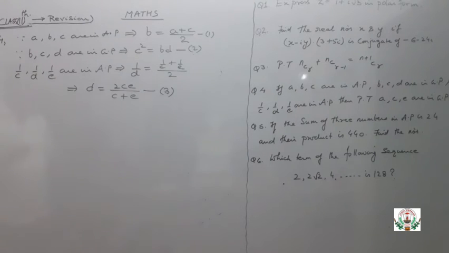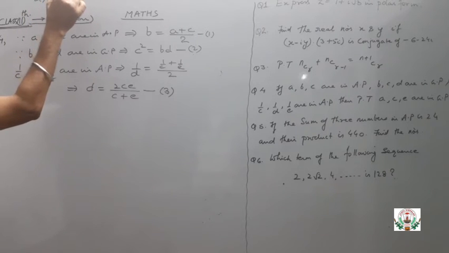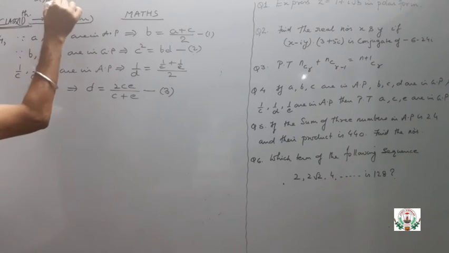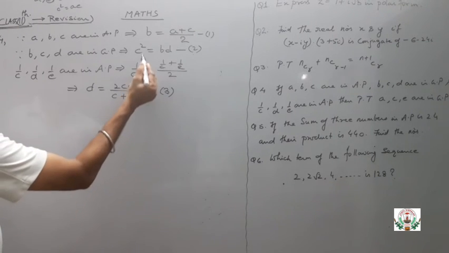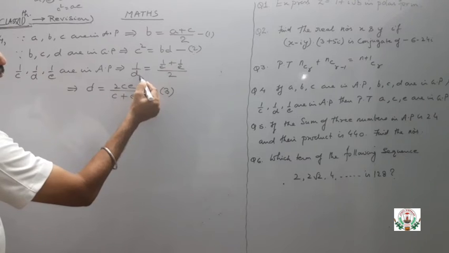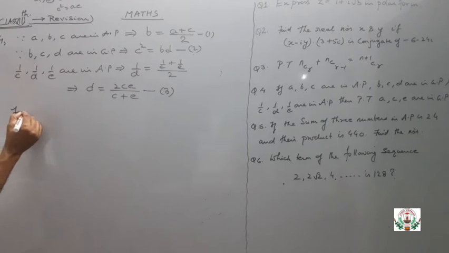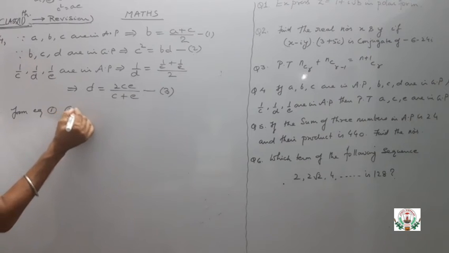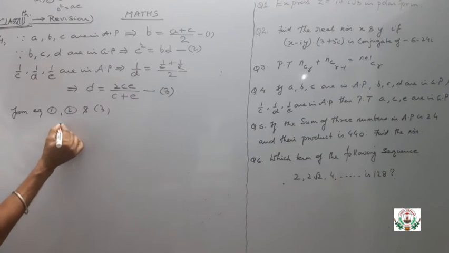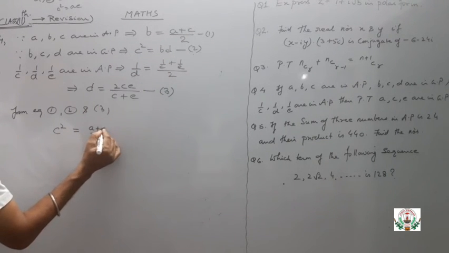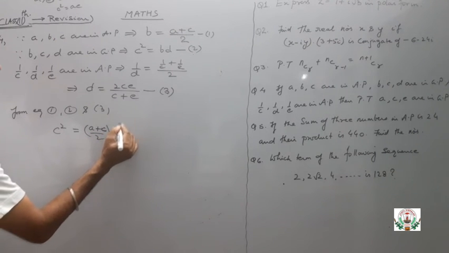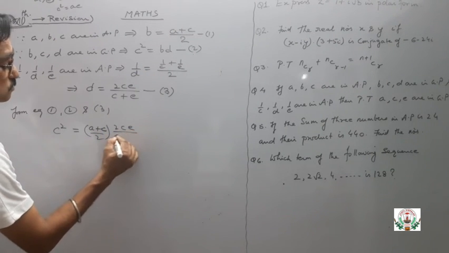Now we have to show that A, C, E are in GP. So if A, C, E are in GP, then the square of the middle one must be equal to the product of the other two, AE. Then only we can say that A, C, E are in GP. So C square we are having, B also we are having, D also we are having, from equations 1, 2 and 3. C square equals the value of B, which is A plus C by 2, and the value of D is 2CE upon C plus E.